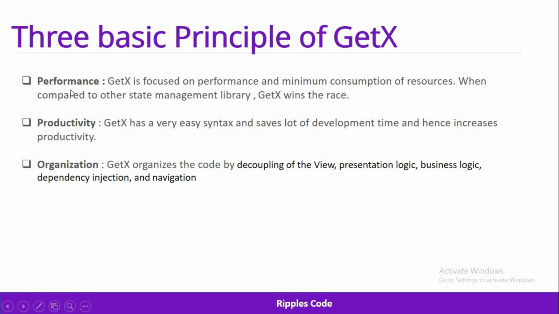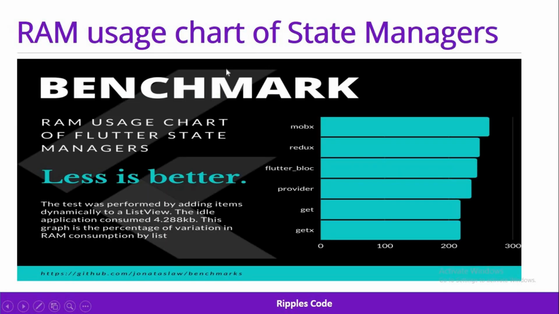The first one is performance. GetX is focused on performance and minimum consumption of resources. When compared to other state management libraries, GetX wins the race. Let me show you the RAM usage chart of different state managers. As you can see, this is the graph for different state managers. MobX, Redux, Flutter Bloc, Provider, Get and GetX are there. Less value means better performance, and as you can see, GetX has less value. This means comparatively it is better than other state managers.